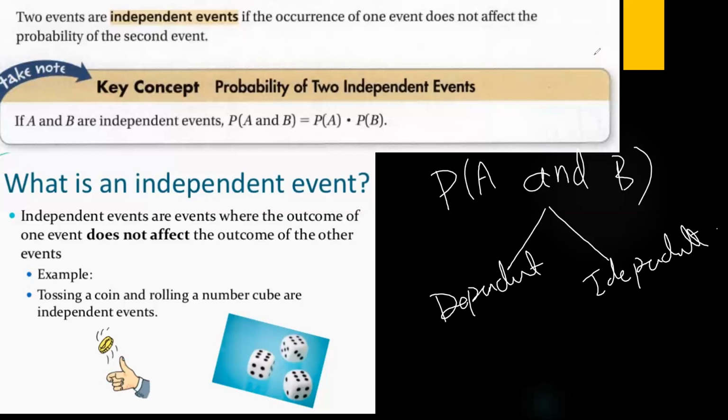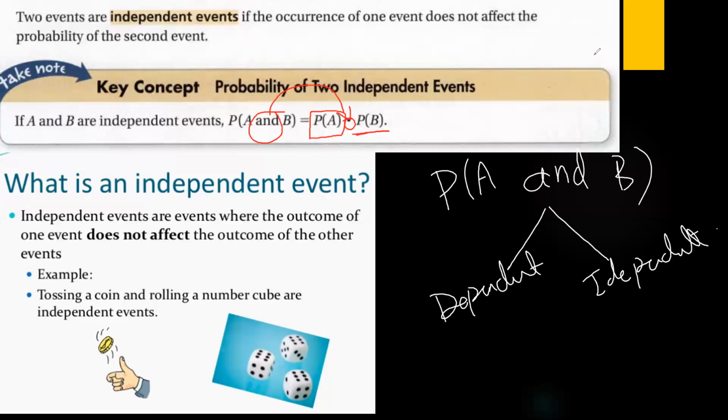This is the meaning of independent. How will the formula be? The probability of A and B will be the probability of A times the probability of B. Remember, as I told you before, "and" means multiply. So if the two events are independent, the occurrence of the first event doesn't affect the occurrence of the second event, I have to say that it is the probability of A times the probability of B. There's no relation between them.